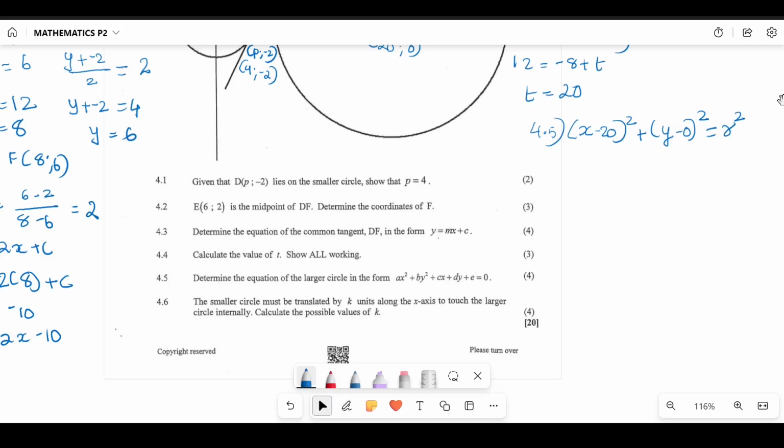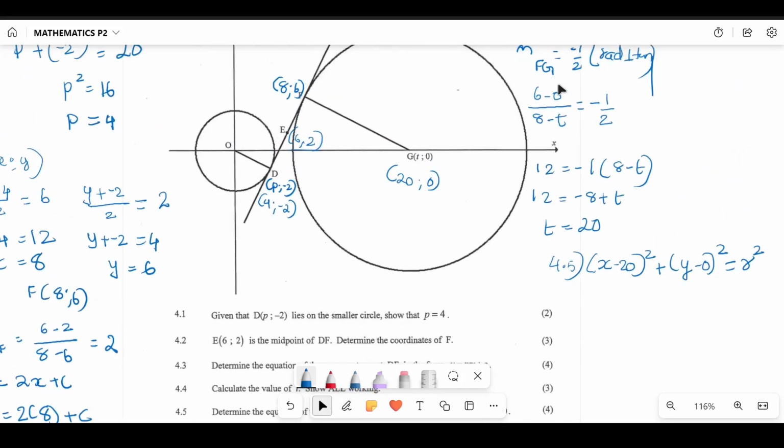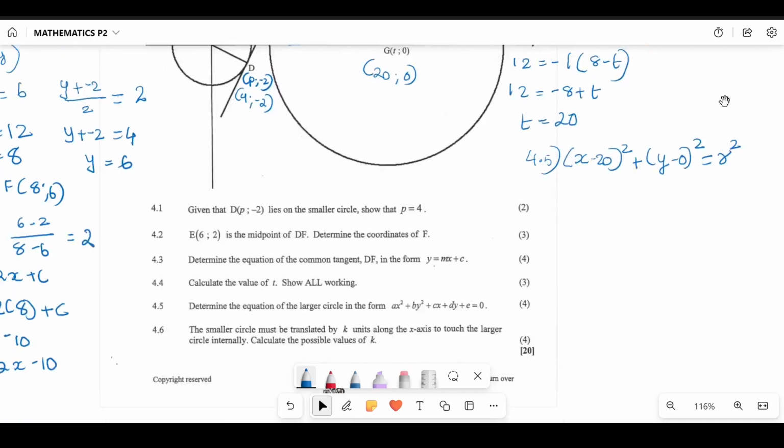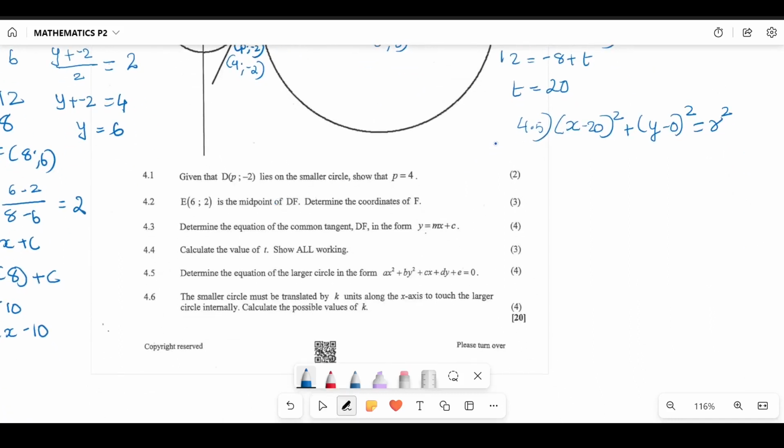That is obtained after substituting one point on the circle. The only point that we know on the circle is (8, 6). So let us substitute (8, 6) in this equation to get the value of r squared, because it's on the circle. So it's (8 minus 20) squared plus 6 squared equals r squared. When you simplify this, you get r squared equals 180 when you put this in the calculator.